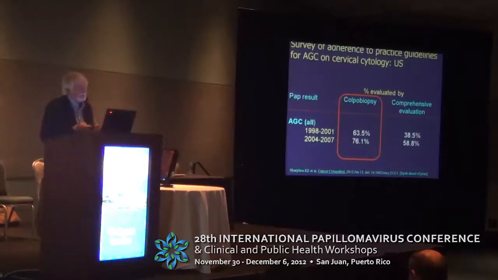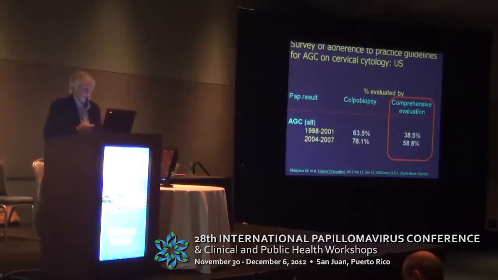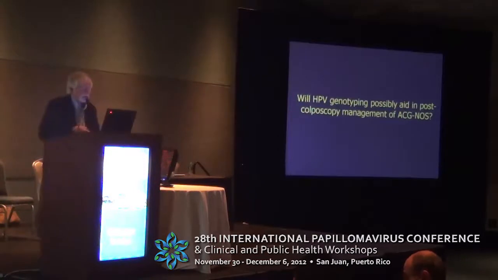Now this is a survey of how well we do in the US in terms of adhering to these guideline recommendations, and you can see that they haven't been very good. In 1998 to 2001, only 63% of OB/GYNs surveyed did colpo biopsy for AGUS. And in 2004 to 2007, this was just reported to only have gone up to 76%. Now, it may have gotten a lot better since then. Comprehensive evaluation, that means going on to more evaluation if you don't find anything on colposcopy, was very low in 1998 to 2001 and still under 60% in the more recent years. So we don't do a very good job in evaluation.